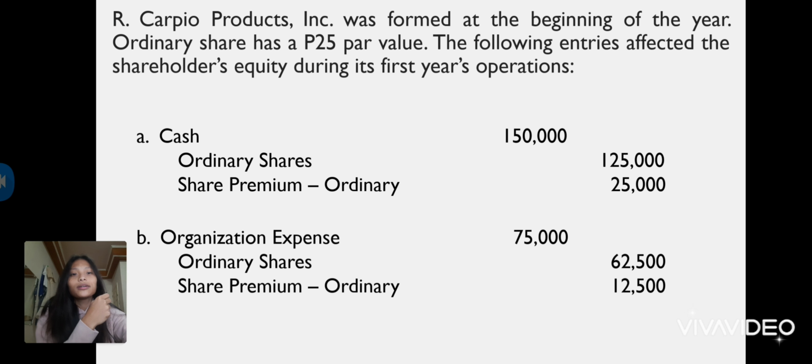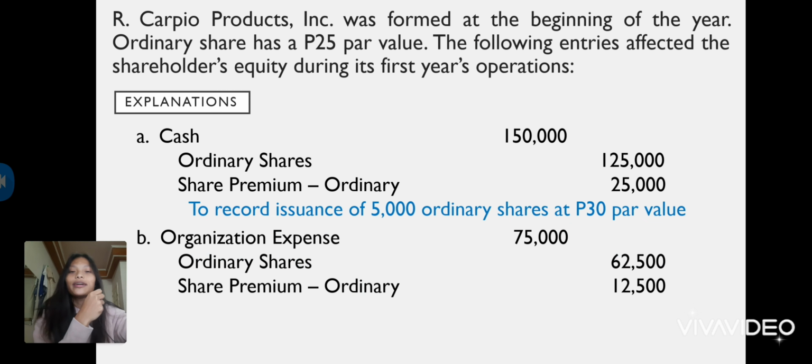Carpio Products Inc. was formed at the beginning of the year. Ordinary share has a 25 par value. The following entries affected the shareholders' equity during its first year's operations are below. So the first requirement is to provide explanations for each transaction or journal entry that is given.